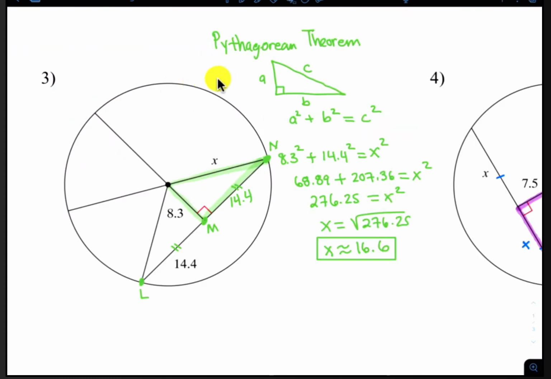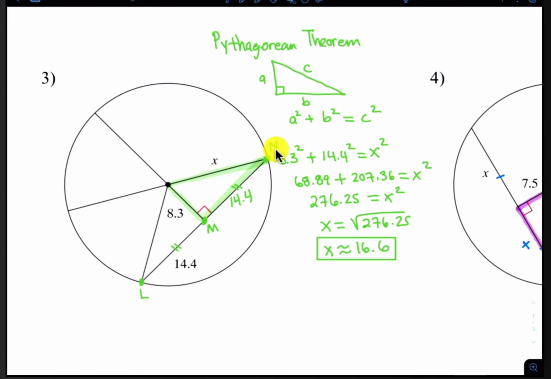Here's question number 3. We're trying to find the segment X, and you'll notice that we can form a triangle that goes from the center over to N, and then from N to M, and M back to the center. That triangle is a right triangle because it has a right angle or a 90-degree angle here.